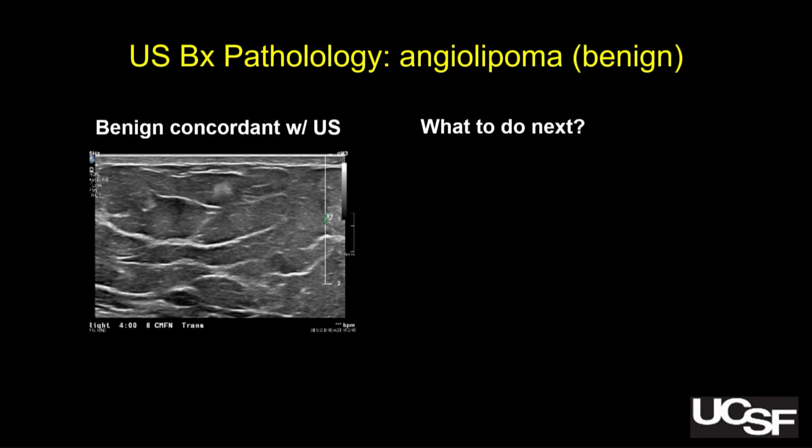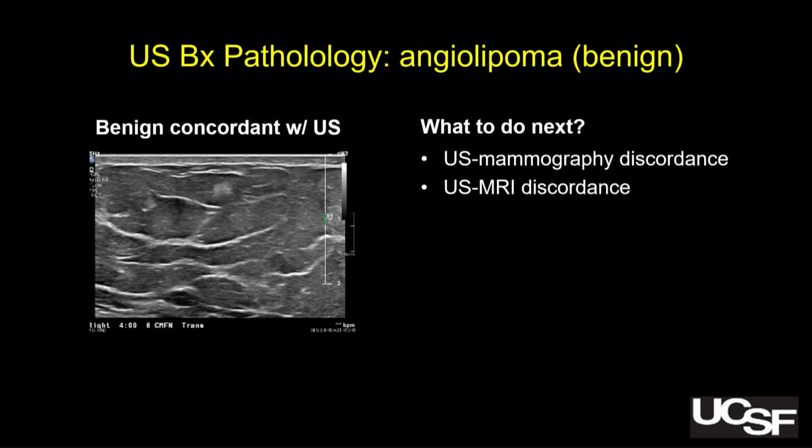Then they go on to see the surgeon, and then the surgeon and oncologists decide with us what additional biopsies to do based on management. But luckily, this was an angiolipoma. Makes sense for a hyperechoic mass, and benign concordant for ultrasound. But we still have discordance with mammography, and we've proven discordance with MRI. So now, do we sample at mammography or do we sample at MRI?